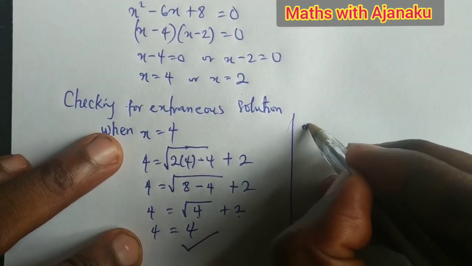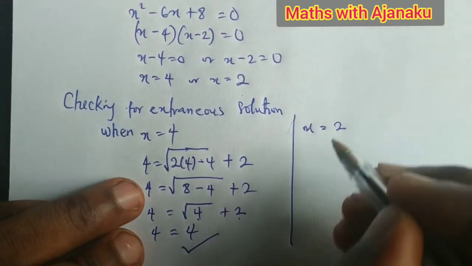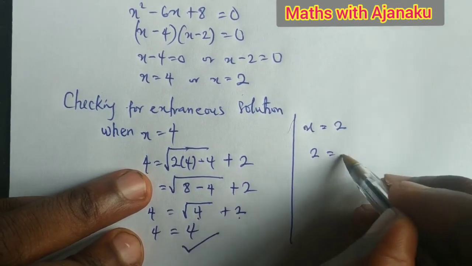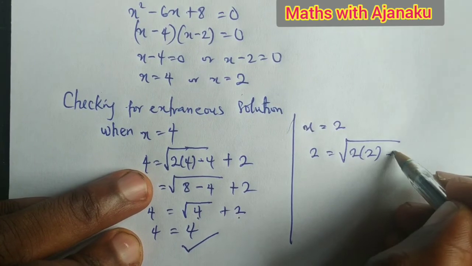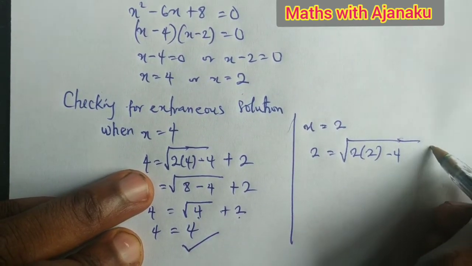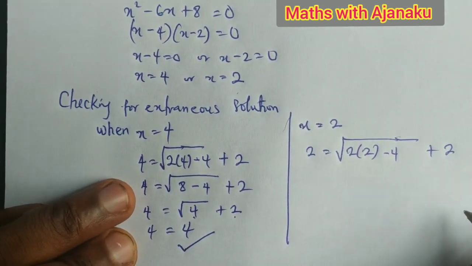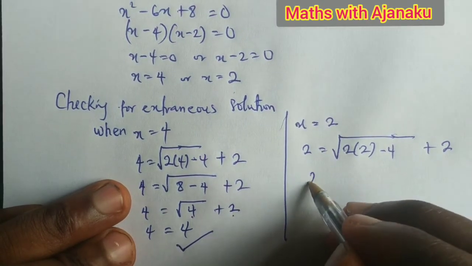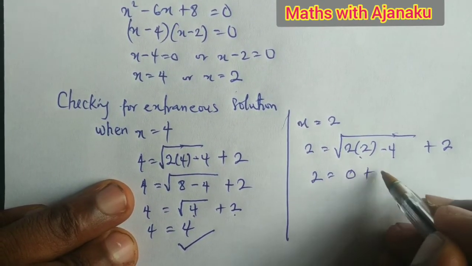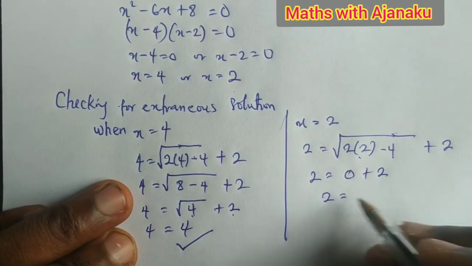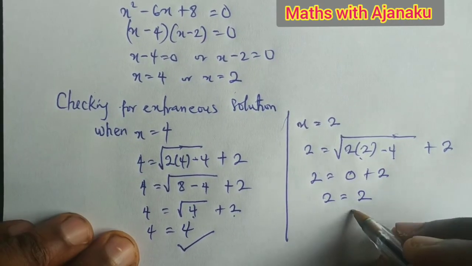When x is equal to 2, then we have 2 equal to the square root of 2 into bracket 2 minus 4, plus 2. When we do that, this will give me 2 equal to the square root of 4 minus 4, that's 0. So I have 0 plus 2. So 2 is equal to 2. So this is also correct.